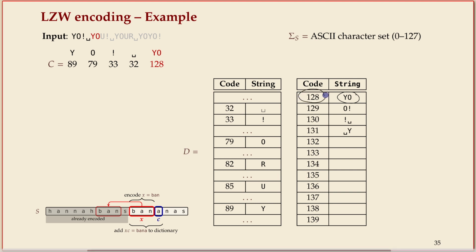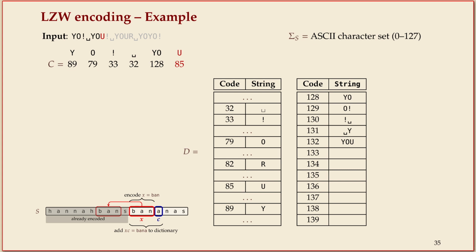So we take the code word for this, which we assigned earlier. That's part of the coded text. And the rest is as before. We keep adding a new thing to the dictionary, which is the two letters we encoded plus one more. So we now have a phrase of length 3 in the dictionary.